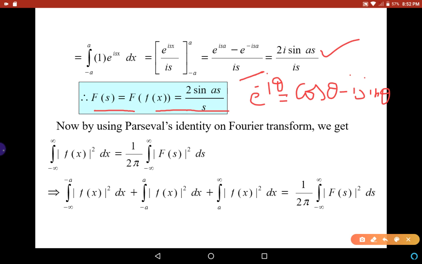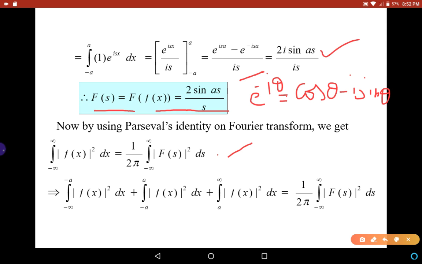Now to derive the value of the integral which is asked in the question, we use Parseval's identity on Fourier transform. Second Parseval's identity on Fourier transform, which states that the integral from minus infinity to infinity of |f(x)|² dx is equal to 1/(2π) times the integral from minus infinity to infinity of |F(s)|² ds. Now let us substitute the values in the left hand side integral as well as the right hand side integral.